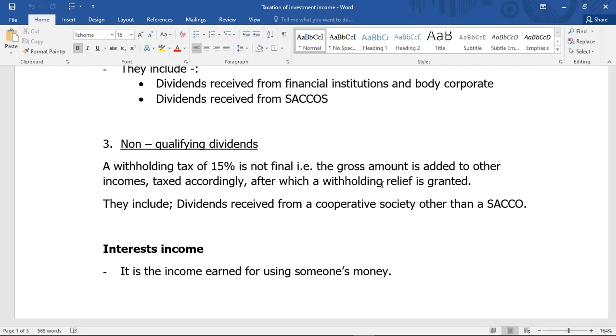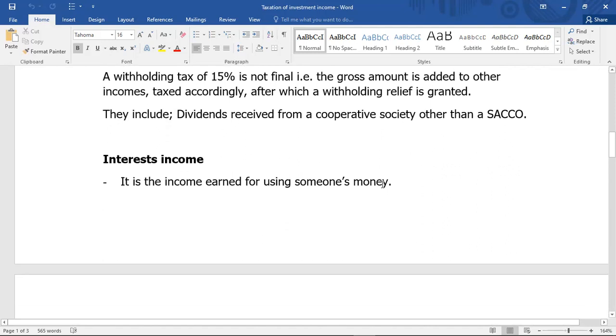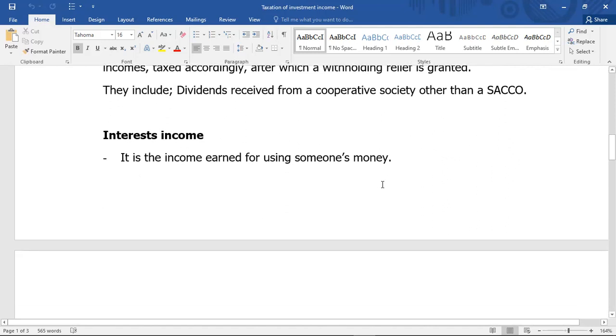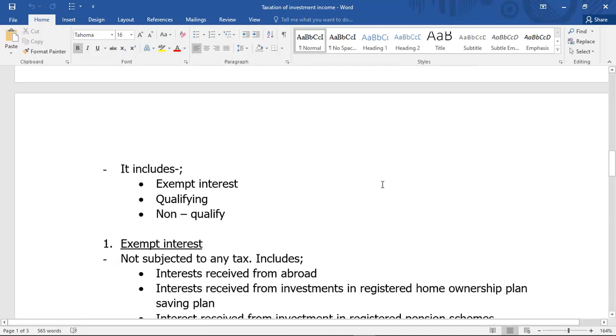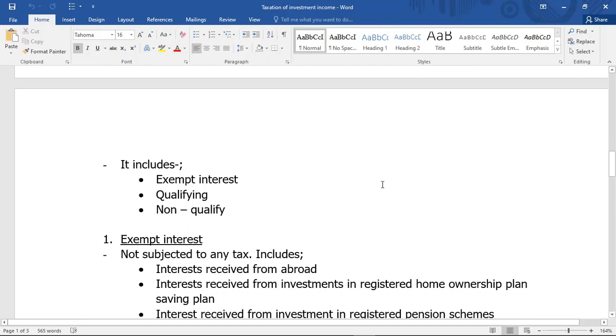Now, let us also analyze the interest under the same case, and we are saying it is the income earned for using someone's money. And you know very well that this basically applies where we are going to be giving out loans, for instance, to the government by purchasing bonds. And you know that when I purchase a bond, I'm going to be getting some interest from there. Those are the things that mostly we have been analyzing under the valuation concepts for the bonds and so on. Now, they are normally also grouped into exempt, qualifying, and non-qualifying.